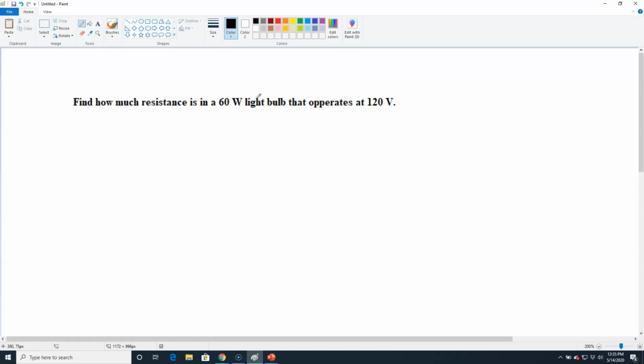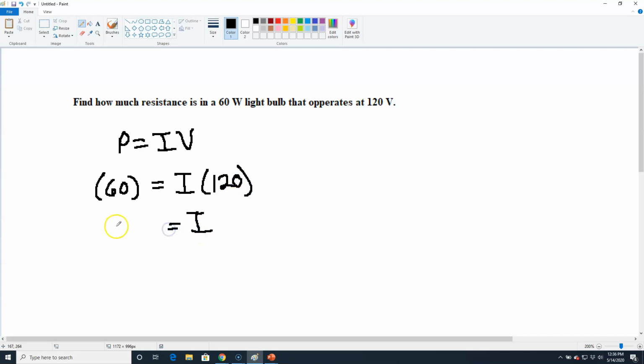So let's do a quick example. How much resistance is in a 60-watt light bulb that operates at 120 volts? So if I go ahead and put a 60-watt light bulb inside a socket in my house, it's going to be supplied with the 120 volts. So we will say the power is 60 watts, the voltage is 120, so the current flowing through that 60-watt bulb is half an amp.